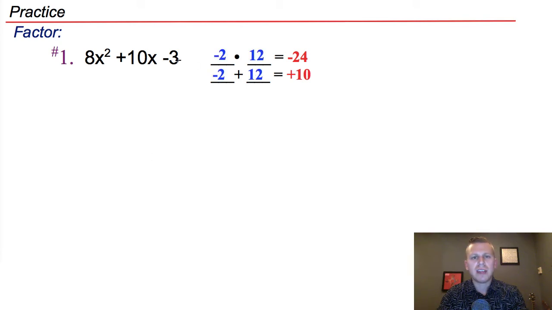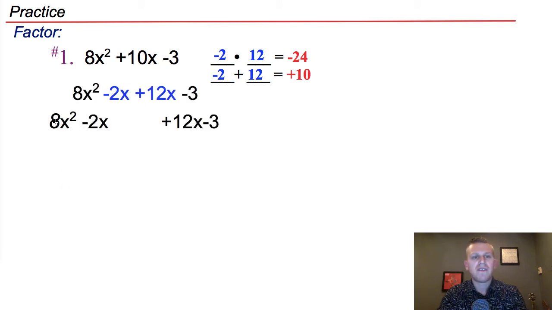Use those numbers now to replace the bx term with negative 2x and 12x. I'll place the negative 2x first, so my binomials match with the same signs. For instance, it goes positive, negative, positive, negative. Now just factor by grouping. Split the four terms to form two pairs.